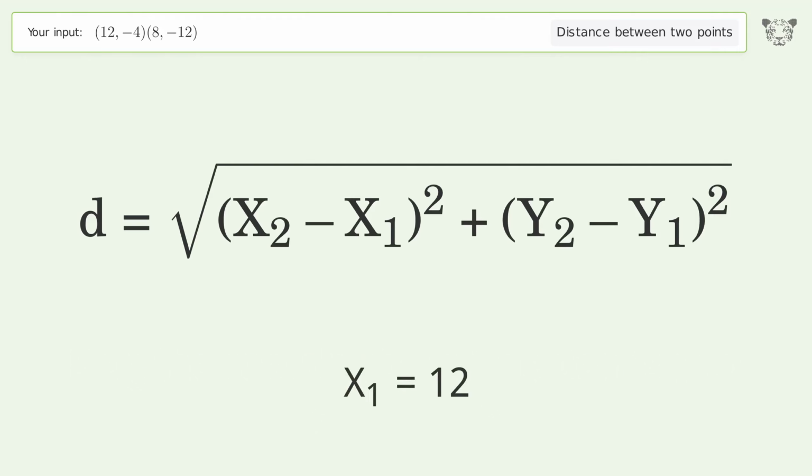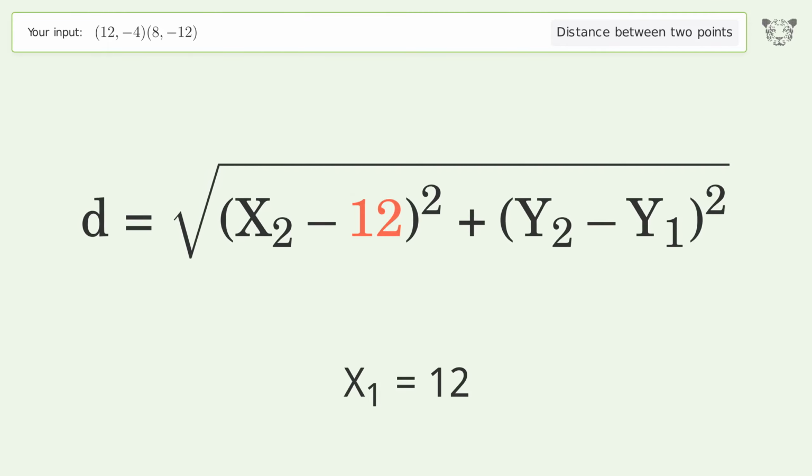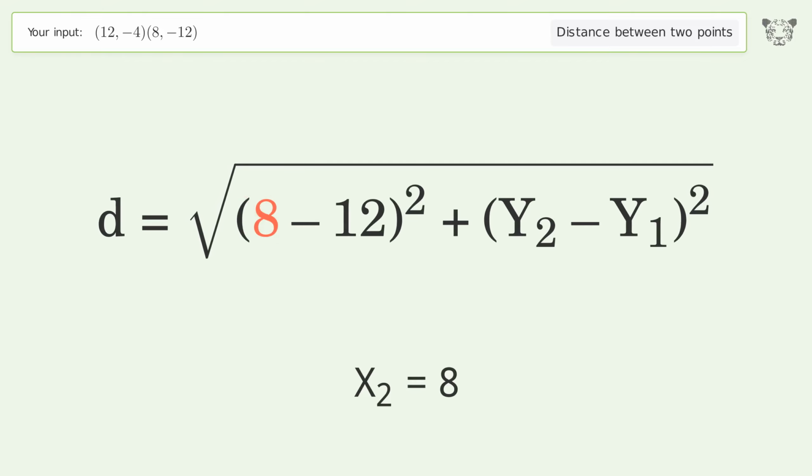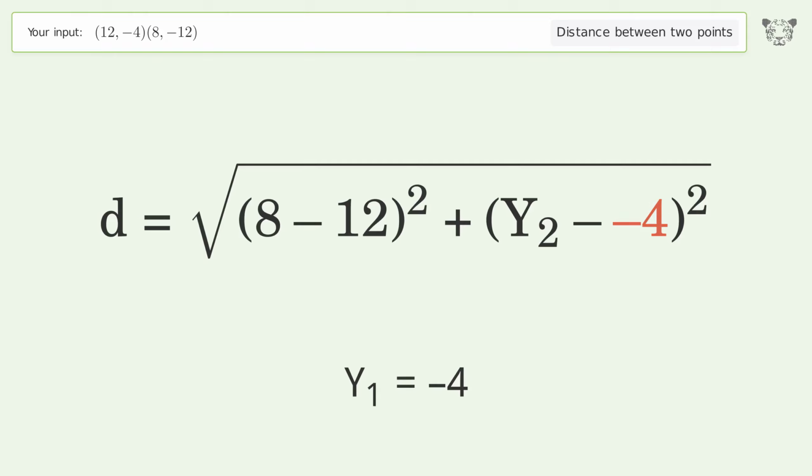x1 equals 12. x2 equals 8. y1 equals -4. y2 equals -12.